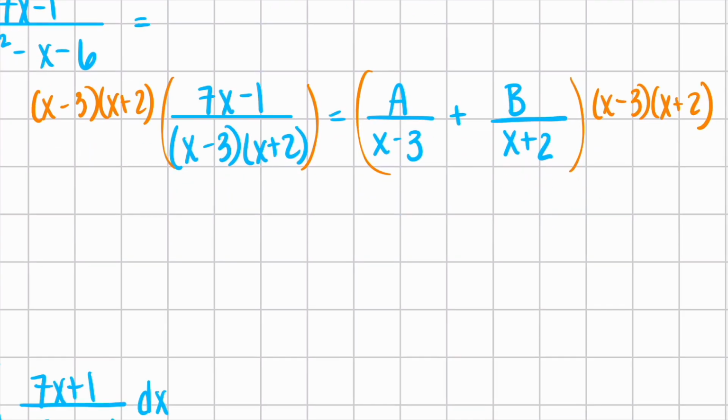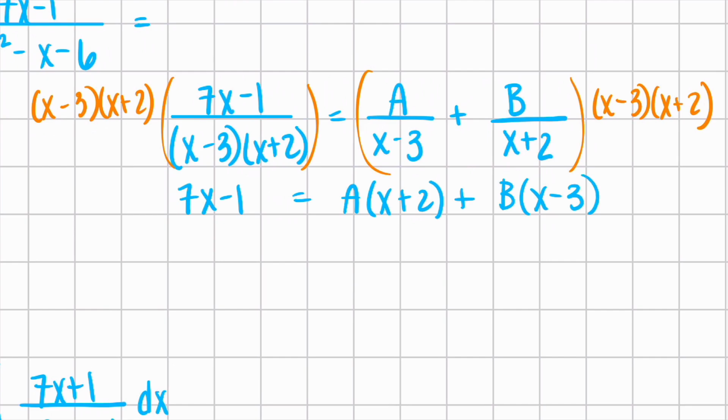Okay, on the left side of the equal sign, the denominator cancels. We're left with 7x minus 1. On the right side, for my first fraction, the x minus 3's cancel. We're left with A times x plus 2. For the second fraction, my x plus 2's cancel. We're left with B times x minus 3.